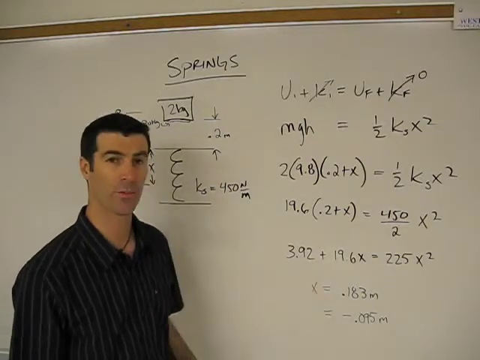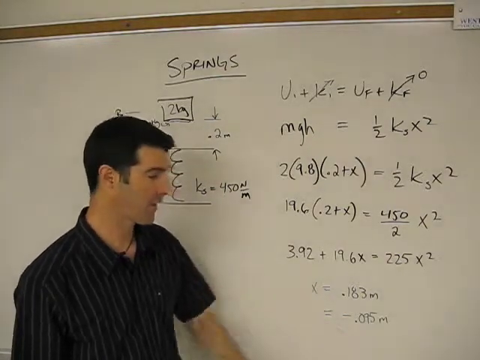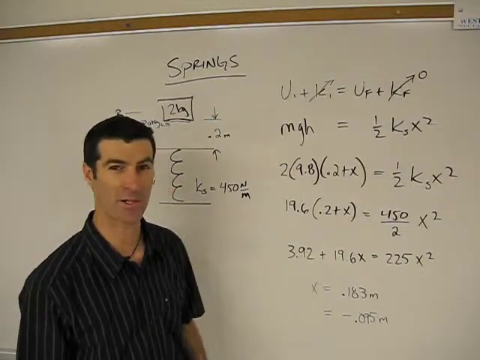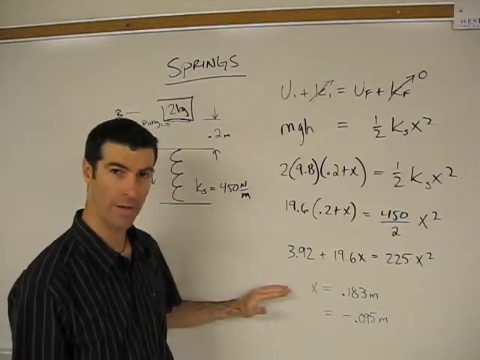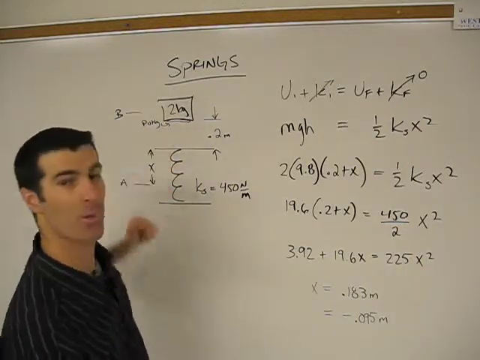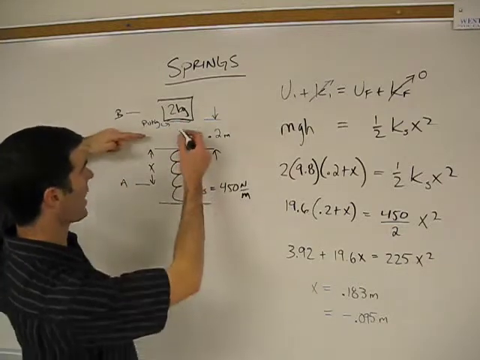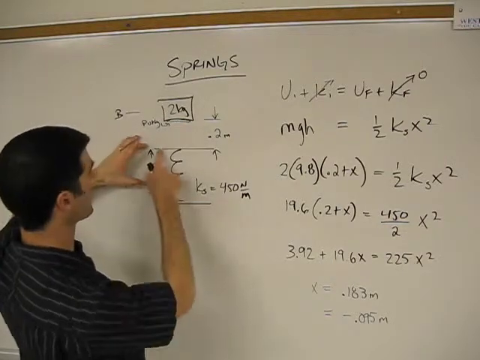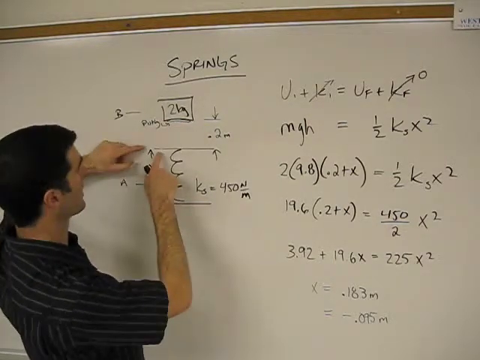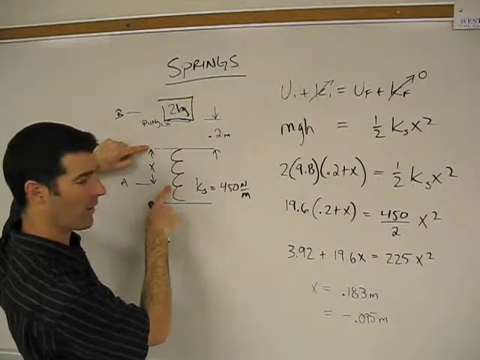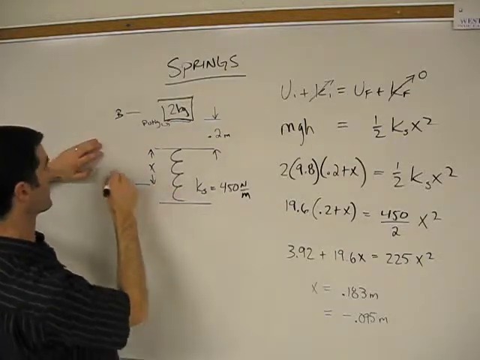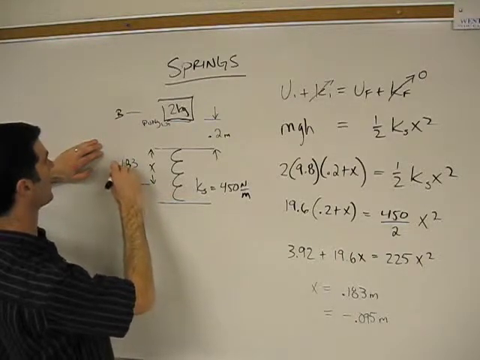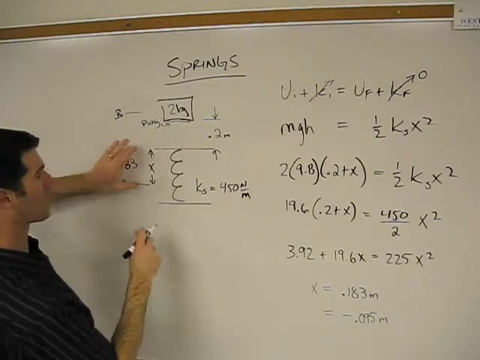I get 0.183 meters and I get negative 0.095 meters. So which one do we want? Well, as we drop this, the object's going to come down here. Basically, the x that we measured is this x here, and it's going to drop down 0.183 meters. So this x is going to be 0.183 meters. And that's going to be our drop this way.